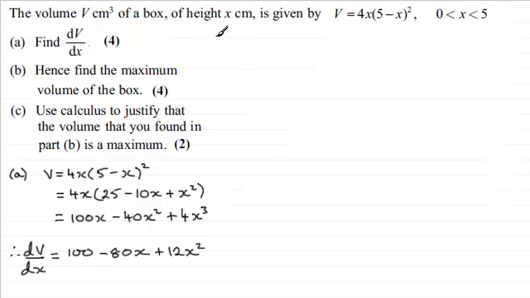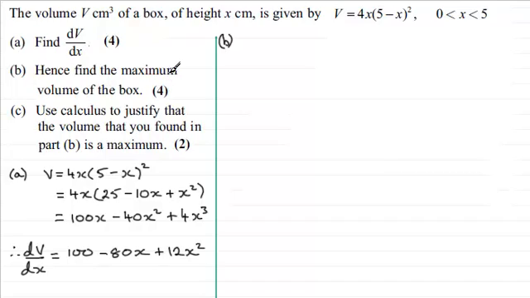Now in the second part, part B, what have we got to do? Well, it says, hence find the maximum volume of the box for 4 marks. So again, if you'd like to have a go at this, just give you a moment to pause the video. Okay, welcome back if you had a go.